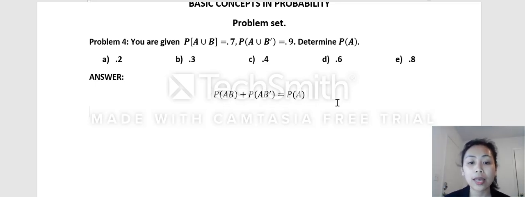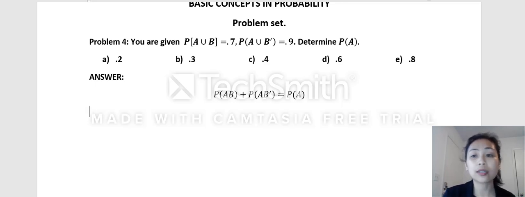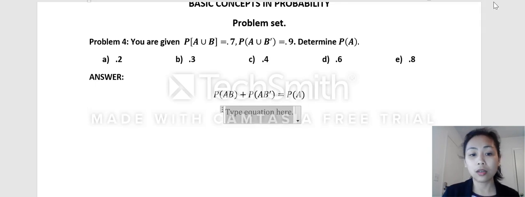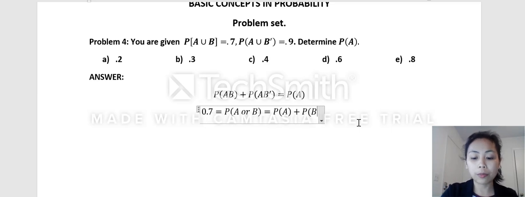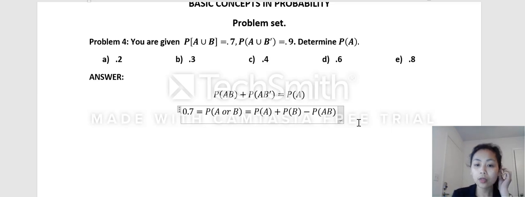Here the question gives you A union B, that means A or B. So I'm going to rewrite this information. So 0.7 equal to probability of A union B, A or B. And by addition rule, that is just probability A plus probability B minus probability AB. You see that? So from here, that is the first equation.